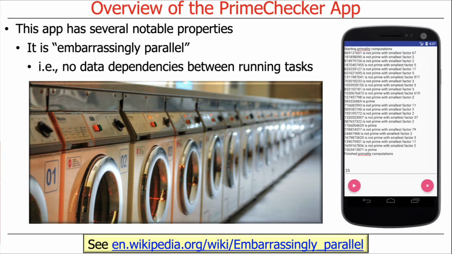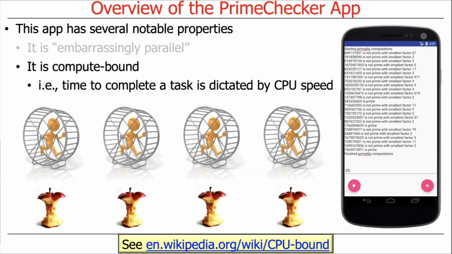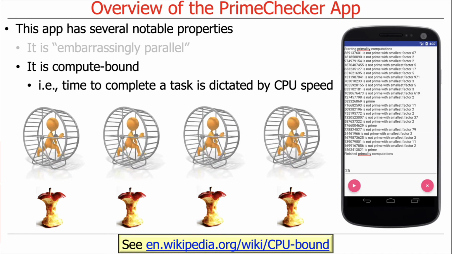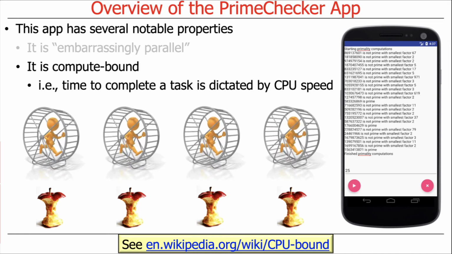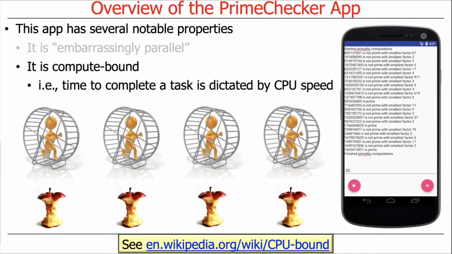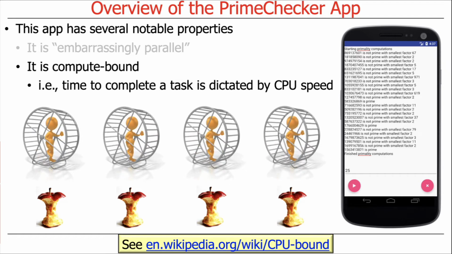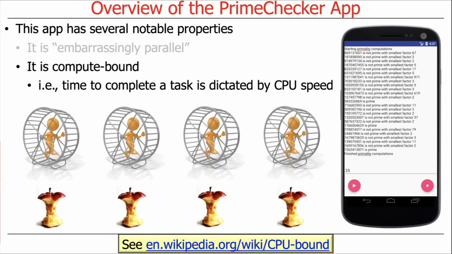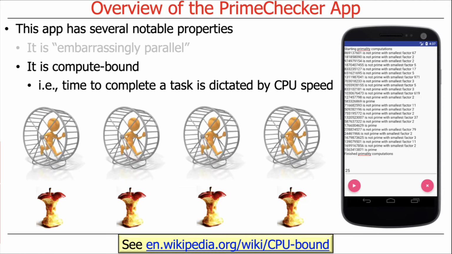So that's embarrassingly parallel. Secondly, as I mentioned, these tasks are compute-bound. So the time to complete each of these tasks is dictated by how fast the cores run. So assuming we have 4 cores, and assuming we want to use them all, we want to have 4 threads in our pool that can be computing all of these different tasks at the same time. I really like this visualization, by the way. This is cool. So that's what I use to indicate CPU-bound stuff.